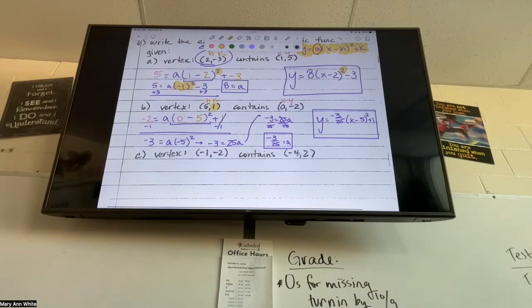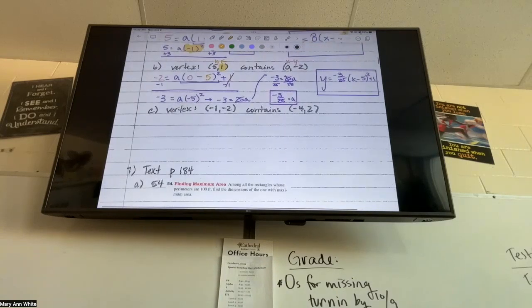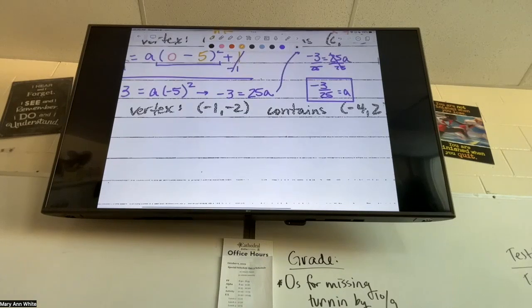All right, last one. Let's do it. I'll be quiet this time. I'll do my dramatic colors on the board, but I want you to try letter C on your own.